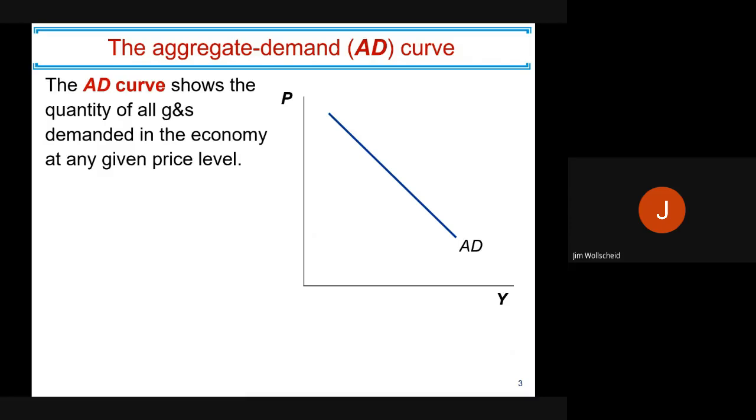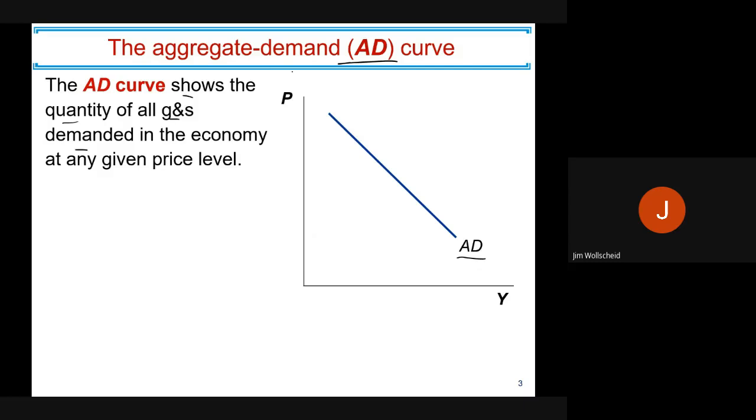As always, even though we call it supply and demand, we always focus on demand first. I don't know why, but every book I've ever done always talks about demand first. So that's what we're going to do. We're going to talk about the demand curve first, and then we're going to talk about the supply curves. As I said before, the aggregate demand curve shows all quantity of goods and services demanded in the economy at any given price level.